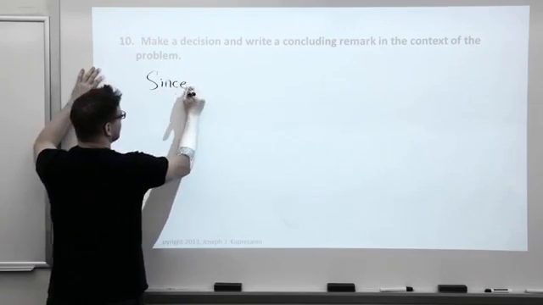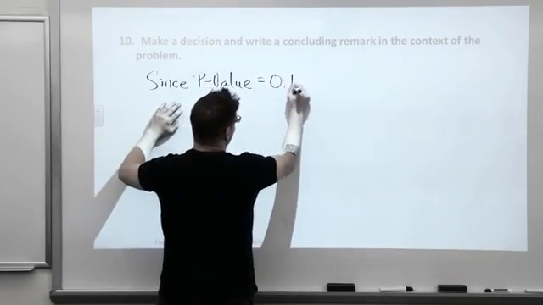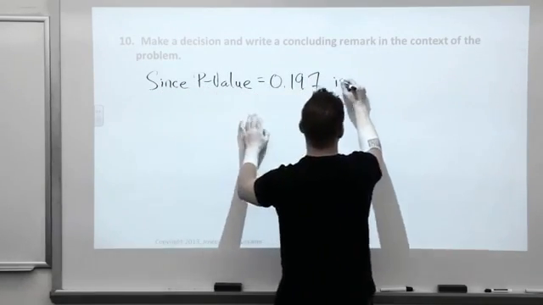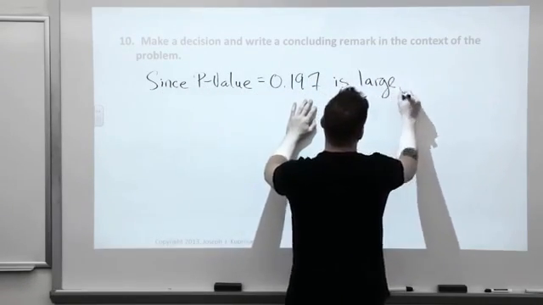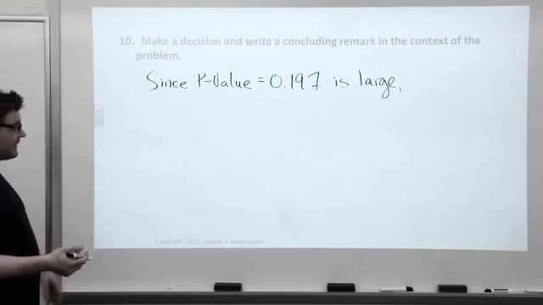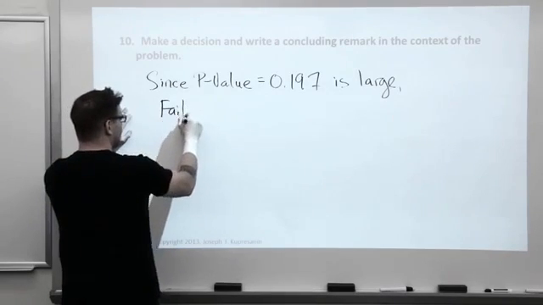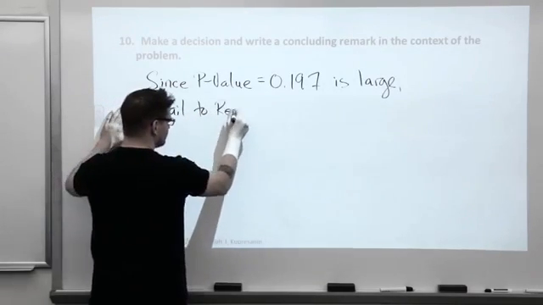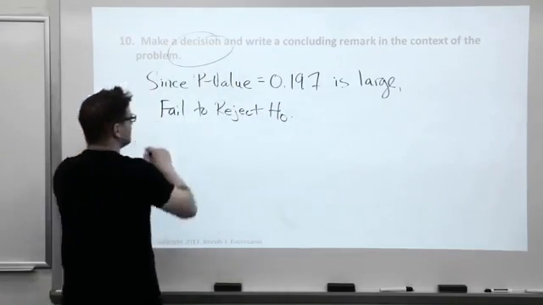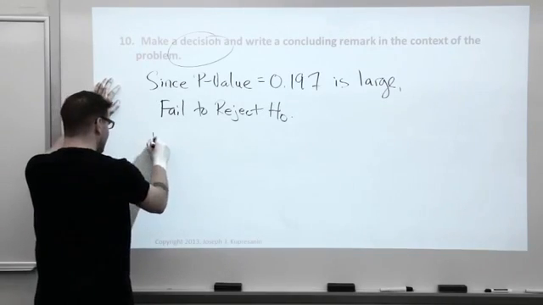Since that p-value of 0.197, 0.197 is large. It's above 0.05. It's above anything reasonable where you would even think to start rejecting. Since that p-value is large, fail to reject the null. Right? That's the decision part. Now write one sentence to wrap this up in context.